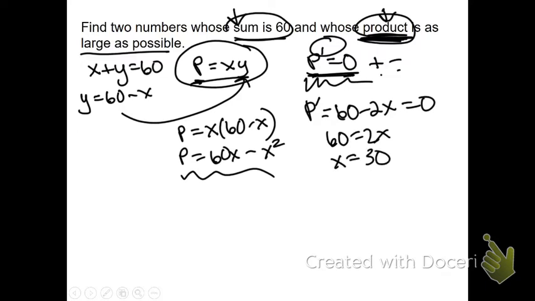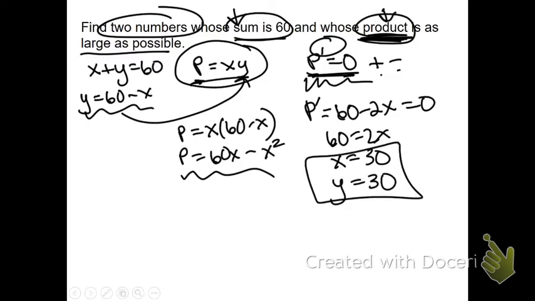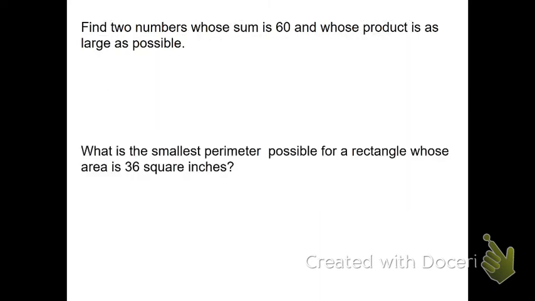Again, you made up the variable x, so don't just say that. Find 2 numbers. That's what the directions said. So x is 30, and that means y is also 30. Okay? And you can check it with some common sense. All right, next one.